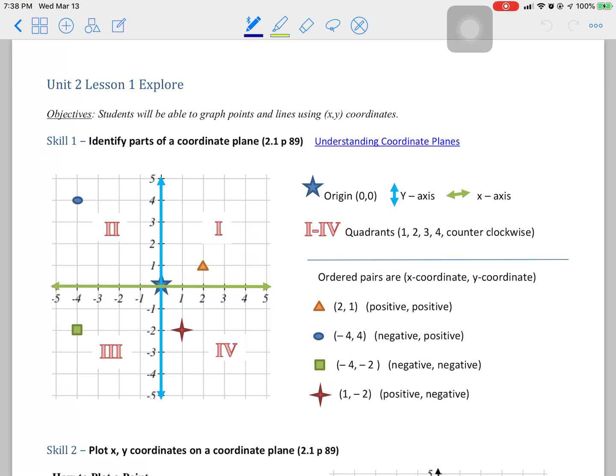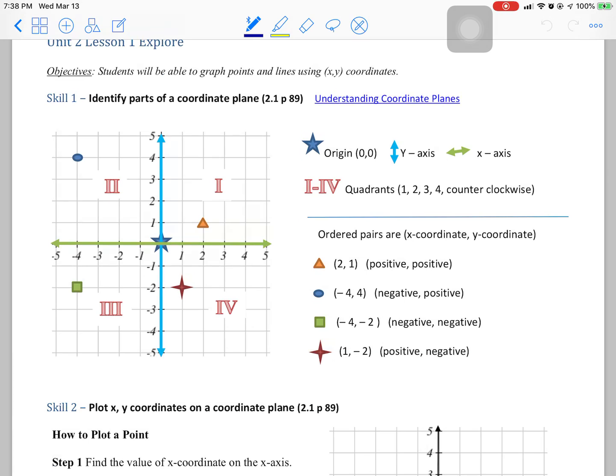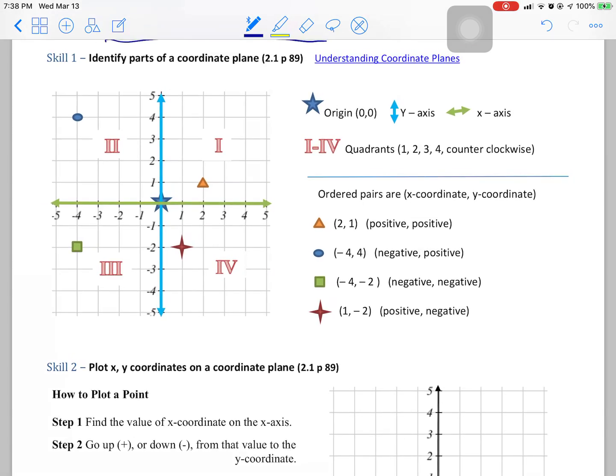All right, so Unit 2, Lesson 1, Page 2, we're going to graph points and lines using an XY coordinate. This is a rectangular coordinate plane. If you're on your laptop, you can click on this link and it talks a little bit more about coordinate planes. I think that's a Khan Academy link.